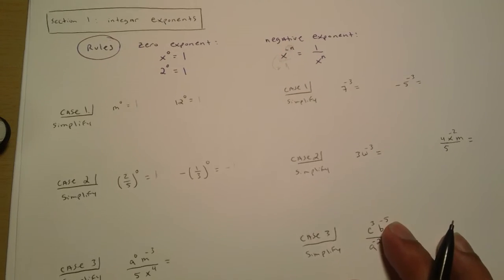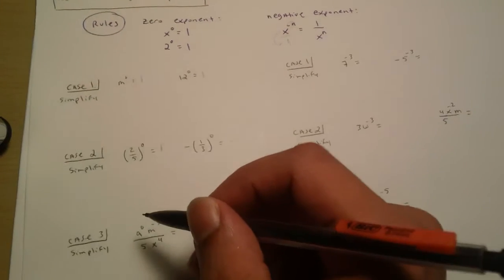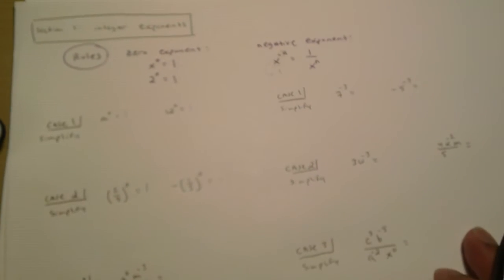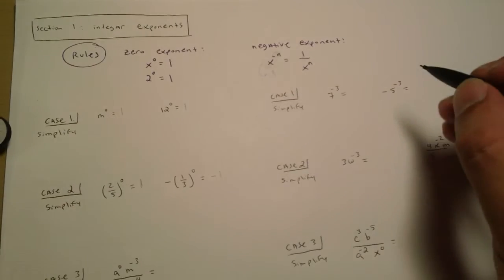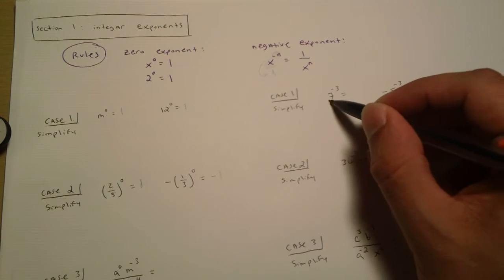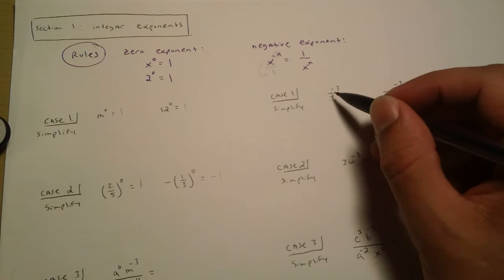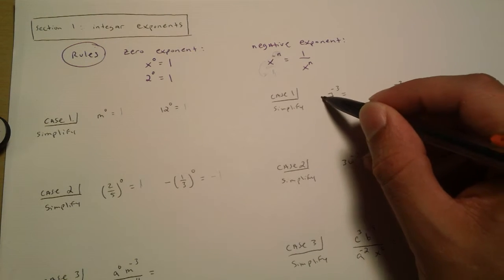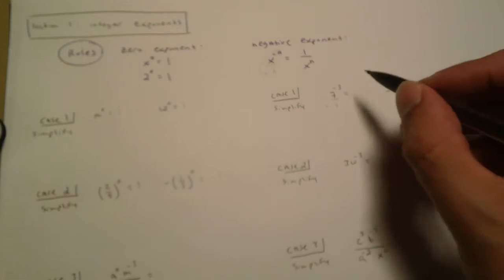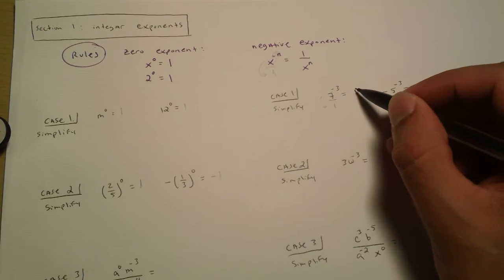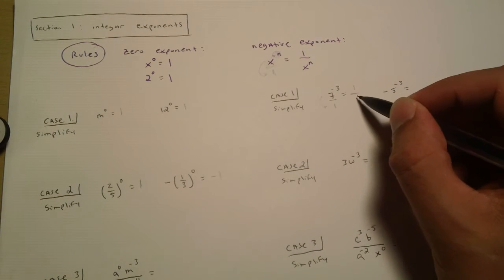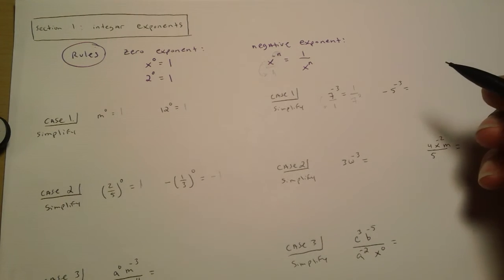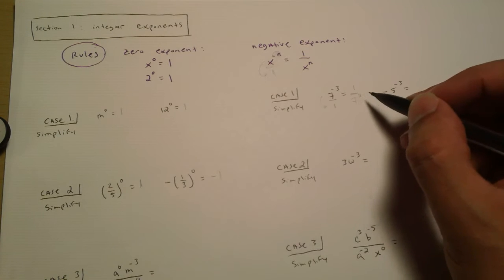Okay, so let's just continue. In case 3, we should practice the negative exponents. So for negative exponents, it's fairly simple. For case 1, we have 7 to the power of negative 3. So we have this as a numerator already, and you want to bring it down to the denominator, and it would be equal to 1 over 7, and then you change the sign of the exponent, so it'll be 3. So 1 over 7 to the power of 3.